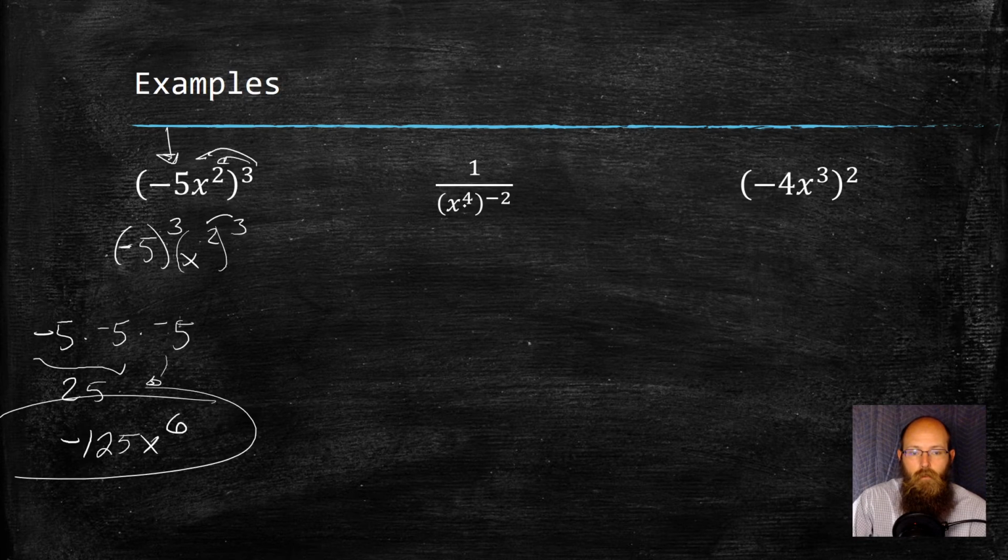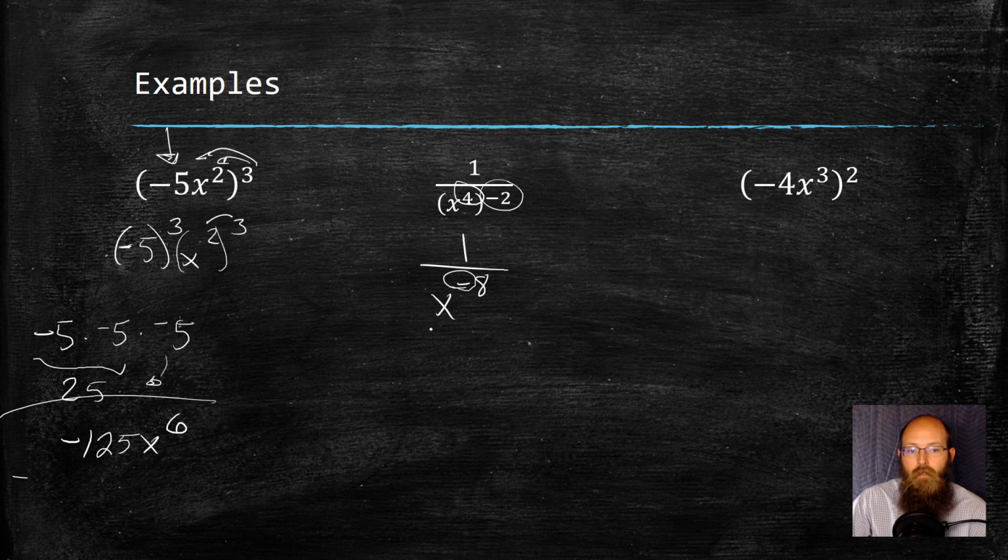Then I've got this one. My top, I'm just going to leave it the same. You don't have to worry about that part. And then I have x to the fourth raised to a negative 2. We've done that kind of stuff before, right? That just means I multiply those two exponents together, and 4 times a negative 2 is going to get me a negative 8. But I don't like that this exponent is negative.